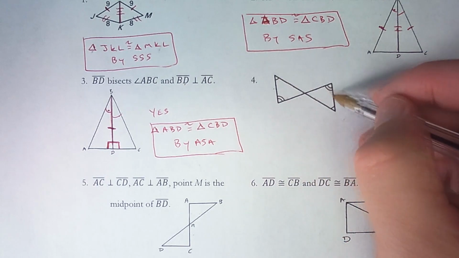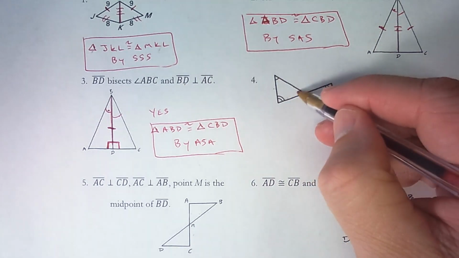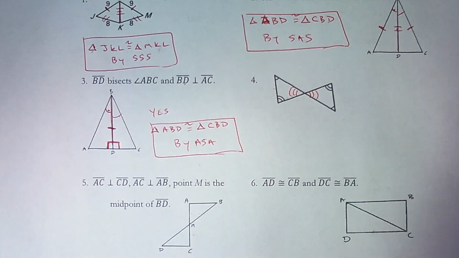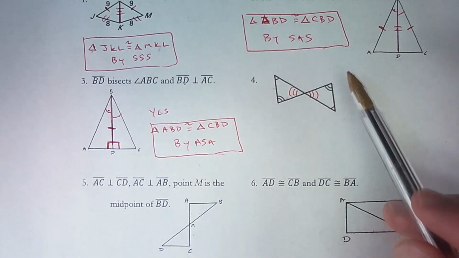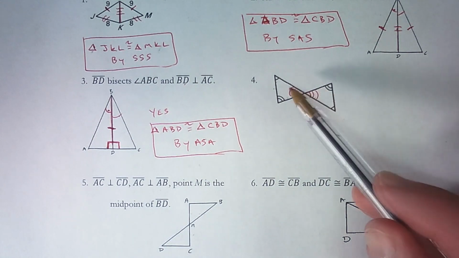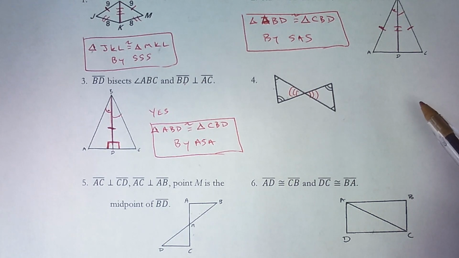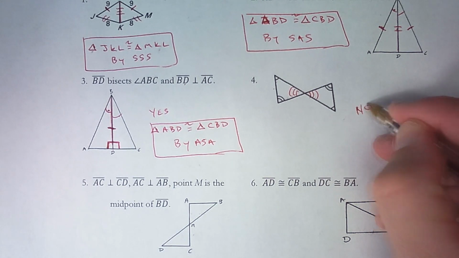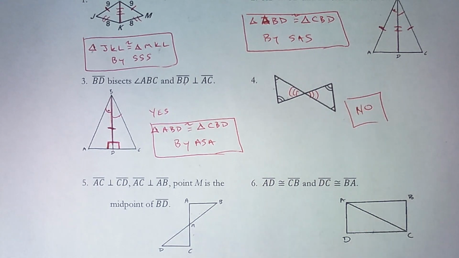Okay, then here I've got a couple sets of congruent angles and vertical angles. So I have three sets of congruent angles. So I have angle, angle, angle, but that is not one of our shortcuts. One of these triangles could be bigger than the other, but still have all the same angle measures. So for this one, I'm going to have to say, no, there is not enough information to say that they are congruent.